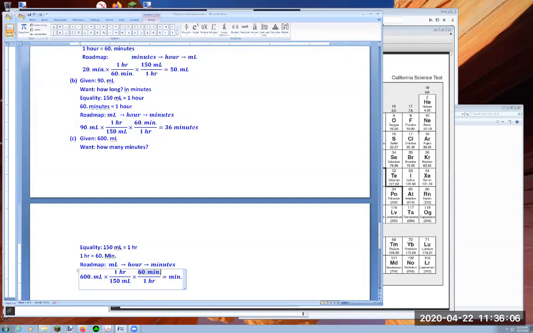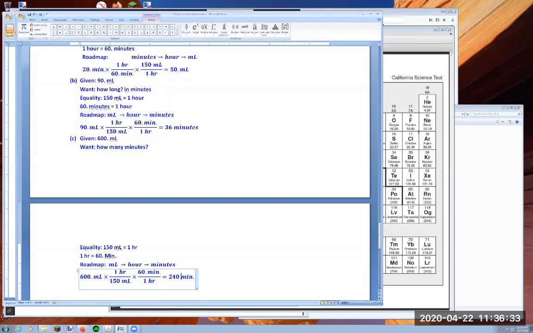Next, in your calculator, you do 600 times 60 minutes divided by 150, and you could do 600 divided by 150 times 60, and it would be the same. Multiplying and dividing by 1 is not necessary. So that's the calculator answer.